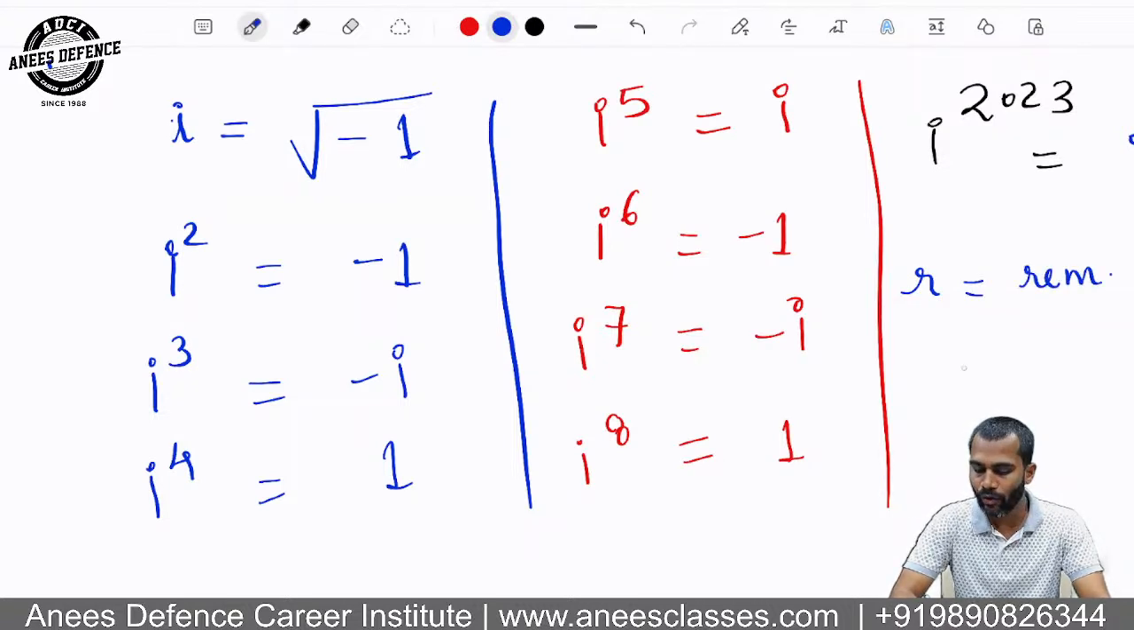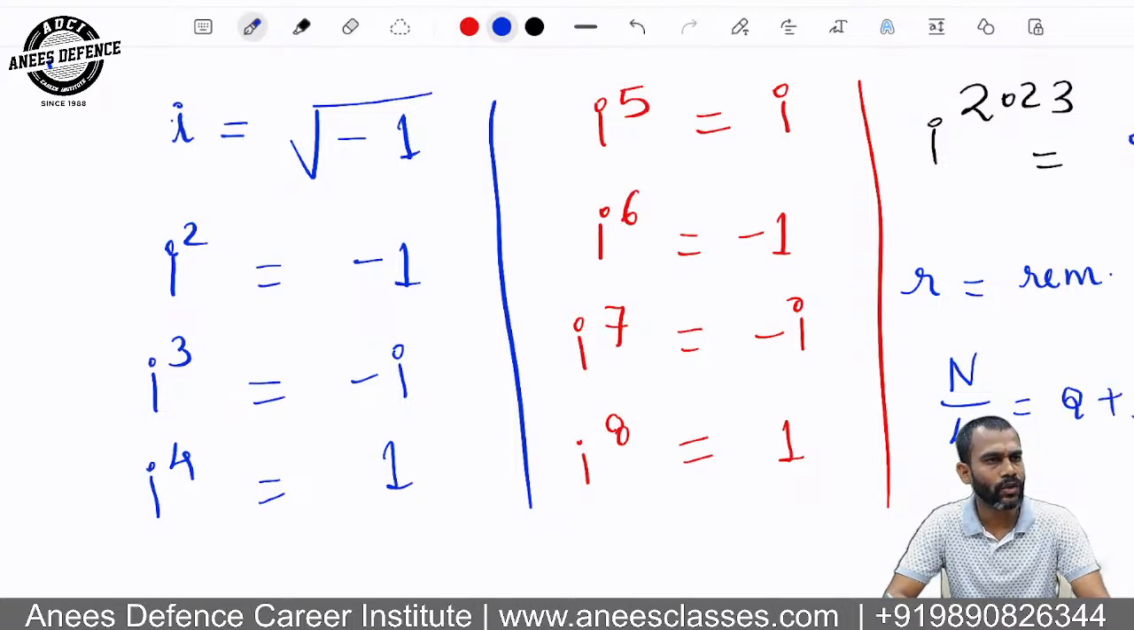Remainder of what? When you divide the power n by 4, you'll get q plus r by 4. Yes or no? Q can be anything, any number, the quotient. So whatever the remainder, you just put in the power and you'll get the answer. If remainder is 0, i raised to 0, you'll get 1. If remainder is 1, i raised to 1, you'll get i. If remainder is 2, i square, that is minus 1. If remainder is 3, then i cube, the answer would be minus iota. Is it clear?